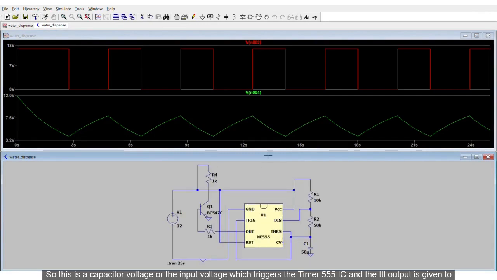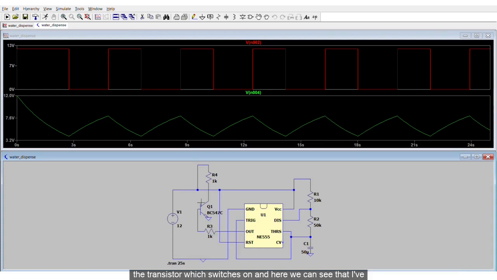So this is the capacitor voltage or the input voltage, which triggers the 555 timer IC, and the TTL output is given to the transistor, which switches on. And here we can see that I have considered the discharging of the capacitor as the interruption of the IR rays. So we can see that when there is interruption of the IR rays, the transistor switches on and there is a 12-volt output. This 12-volt output can be given to the relay, which will open the water valve and water will pour from the faucet on your hands.